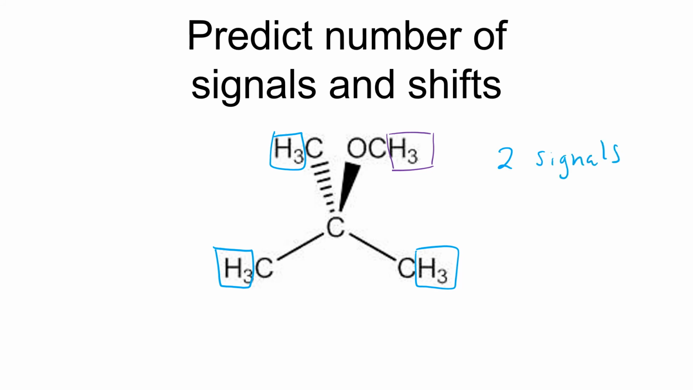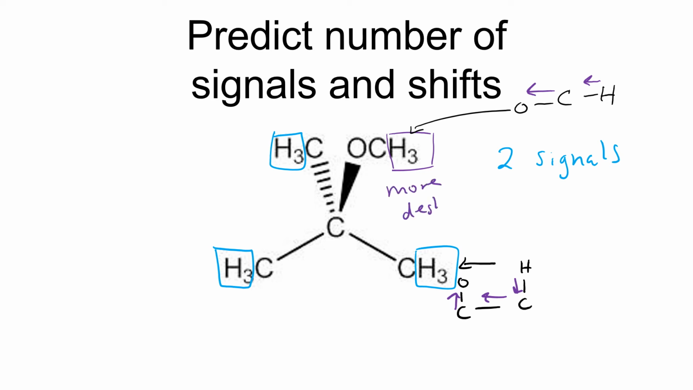And in terms of shielding or deshielding, these protons here are, if you count in sigma bonds, this is what we have going on. They are 1, 2, 3 sigma bonds away from an oxygen, versus the protons up here, which are on the carbon that's directly connected, and these are only 2 sigma bonds away, so I would expect these to be more deshielded, and so they're going to show up at the higher ppm.